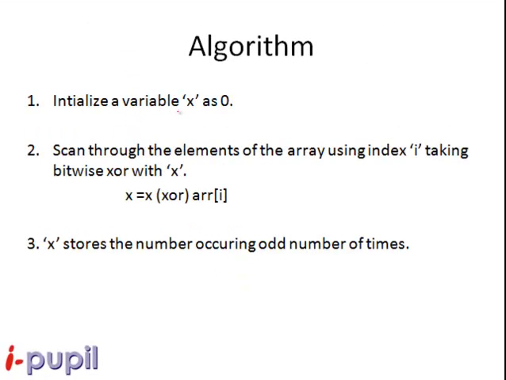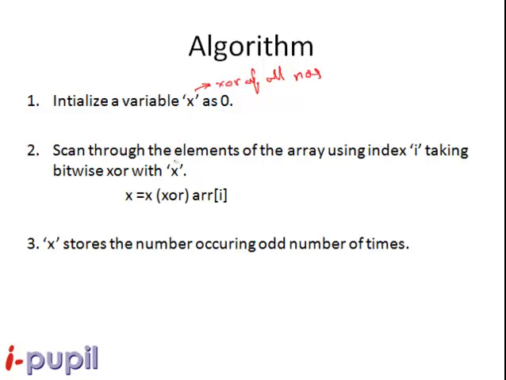So we initialize a variable x as 0. The variable x will store the XOR of all numbers in the array. Okay, so we initialize it as 0. Anything XORed with 0 is the number itself. So instead of initializing x as the first element, we initialize it as 0.